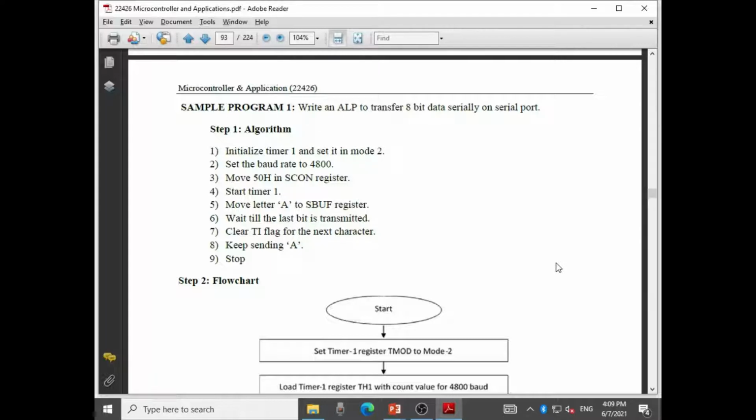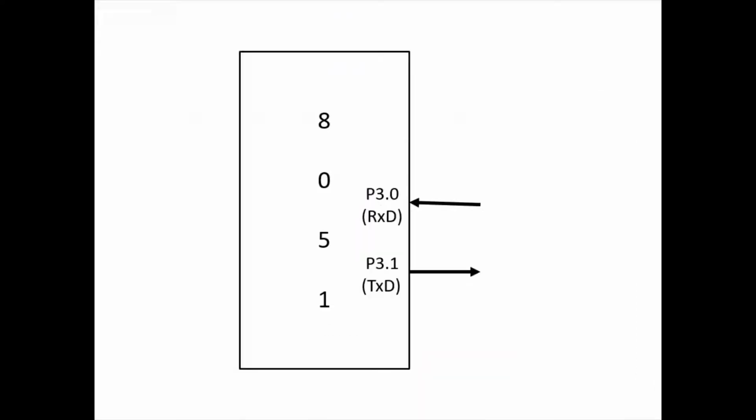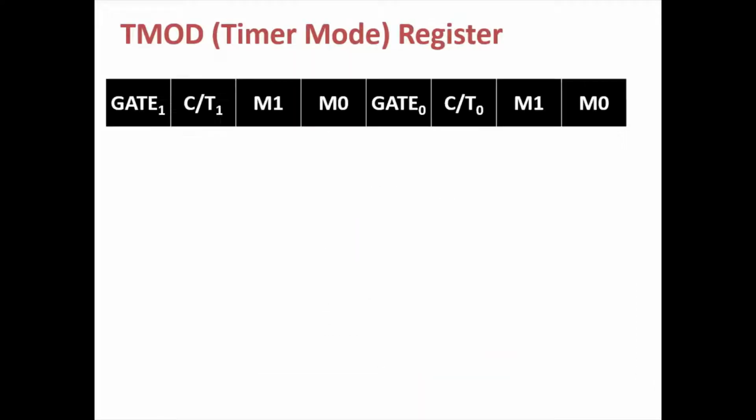Now what steps do we need to follow to write the program? We will first discuss the algorithm. As we want to take the help of timer 1 in setting the baud rate, the first thing we will do is set timer 1 in mode 2, and the TMOD register is responsible for that. The format of the TMOD register is shown here.